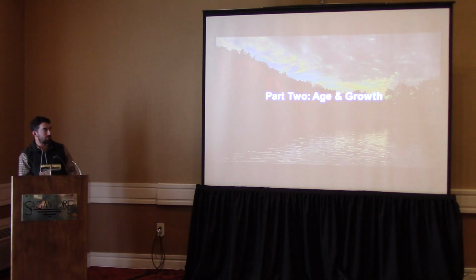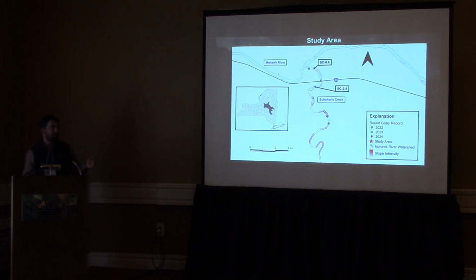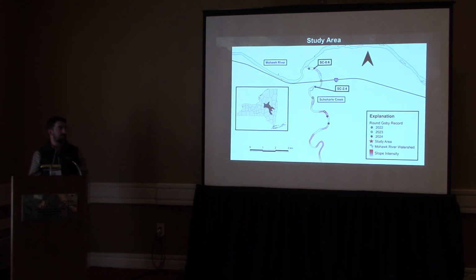We're getting to the age and growth. So this is part 2 of the study. We had 2 sites. These are those metapopulations. We had a representative downstream site at SC 0.6, and then an upstream site at SC 2.4.